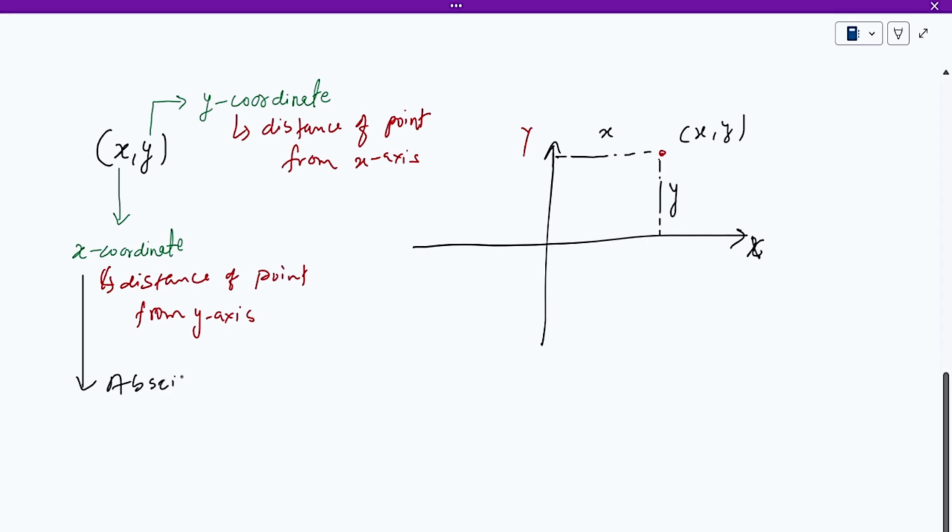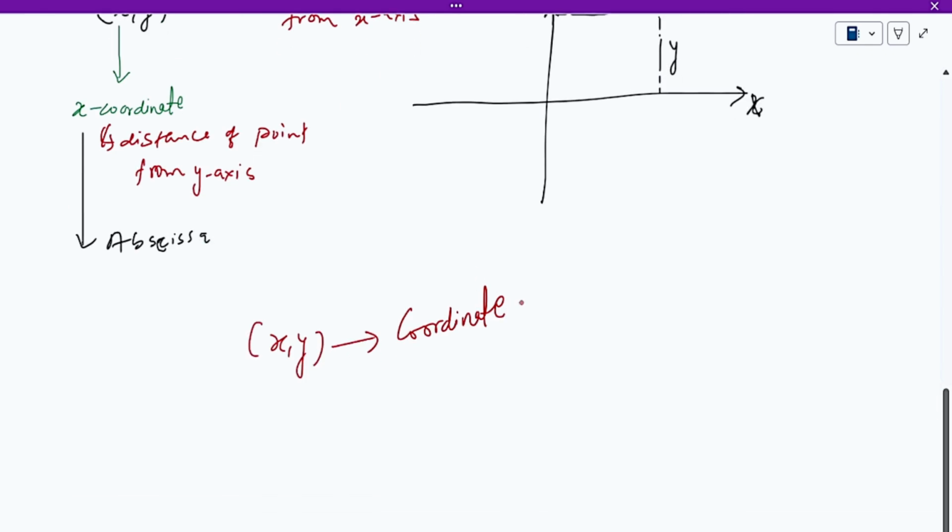Now the other name of x coordinate is abscissa. And another name of y coordinate is ordinate. Right. So do not confuse abscissa and ordinate. Abscissa is nothing but the first component or x coordinate, and y coordinate is nothing but ordinate. And this x comma y we call a coordinate, the coordinate of a point.